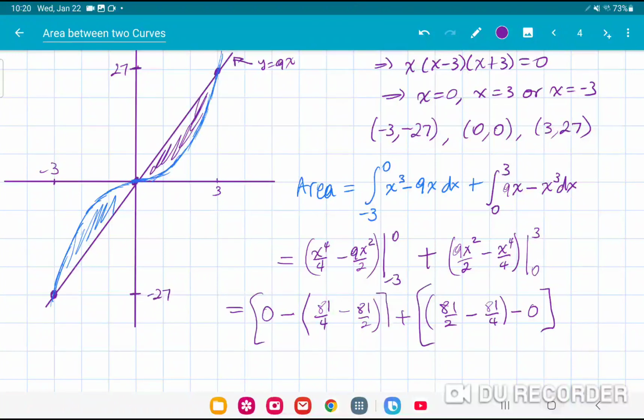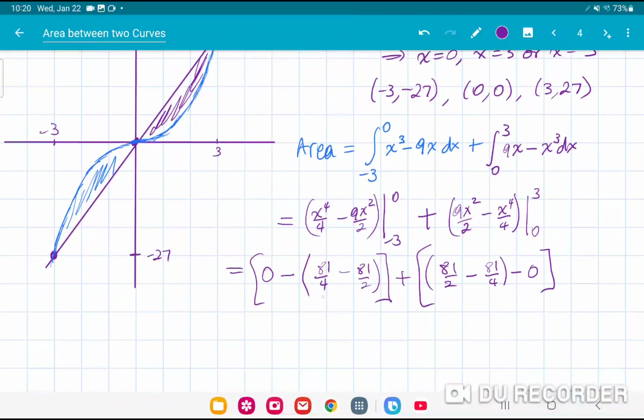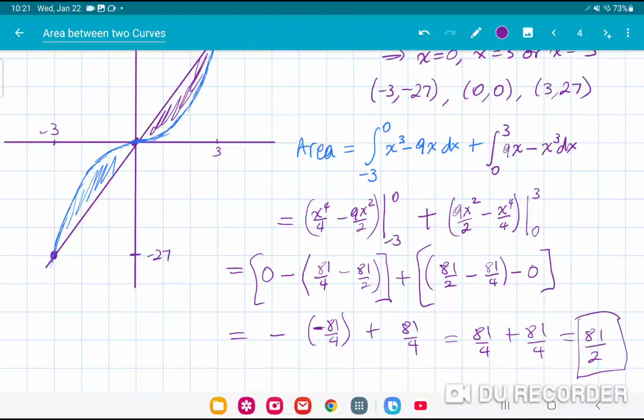Okay? So you notice that this is half of that. So when you take the difference, you get negative 81 over 4. Plus, and this is exactly half of that. So when you take the difference, you get 81 over 4. So this is minus minus, which gives you 81 over 4. Plus 81 over 4 gives you 81 over 2 as your final answer.